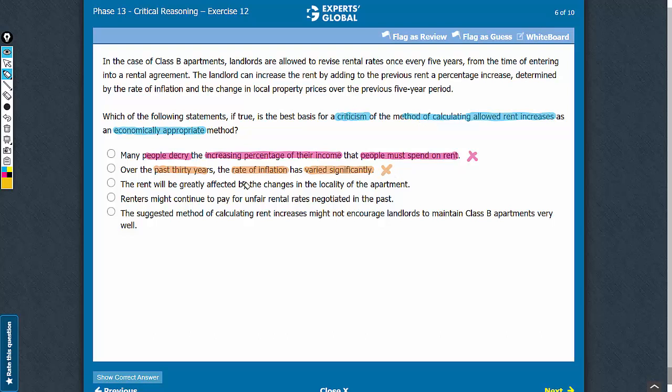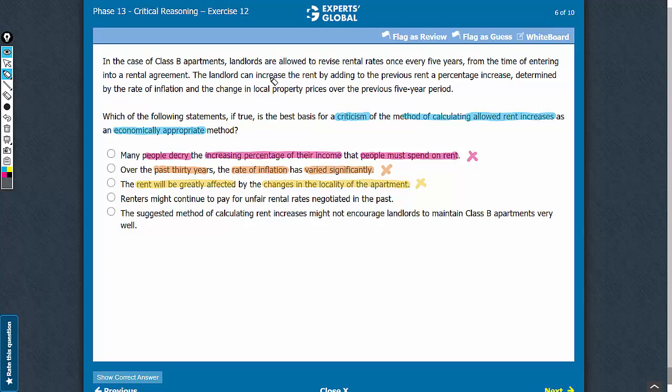Answer choice C. This answer choice says that the rent will be greatly affected by the changes in the locality of the apartment, whereas the argument mentions that the changes in the local property prices is a factor that influences the increase in the rent. So the information suggested in this answer choice is already included in the argument. This answer choice provides no new information and does not weaken the conclusion.